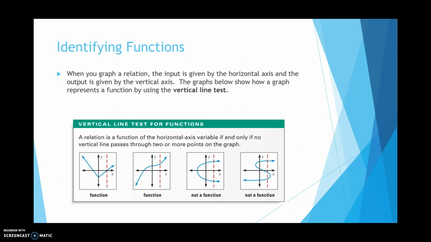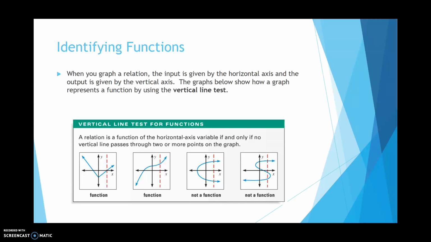Next, what we're going to look into here is identifying functions looking at graphs. So when you graph a relation, the input is given by the horizontal axis, and the output is given by the vertical axis. And the graphs below show how these represent a function by using the vertical line test. So a relation is a function of the horizontal axis variable if and only if no vertical line passes through 2 or more points on the graph.